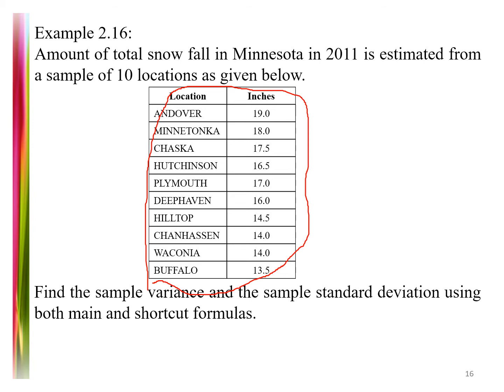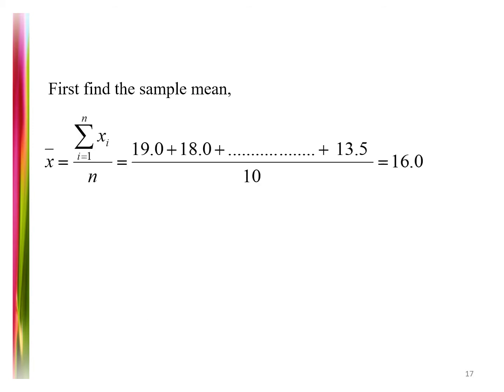So first we are going to use the main formula. With the main formula, first we have to calculate the sample mean. You know that our main formula is the summation of x minus x bar, all this squared, divided by n minus 1. So first we have to estimate x bar. x bar is equal to the summation of x divided by n, the sum of all observations divided by the total number of observations. In this case we have 10 observations, so this should be equal to 16.0. So x bar is equal to 16.0.